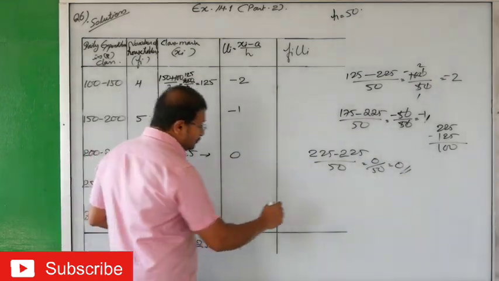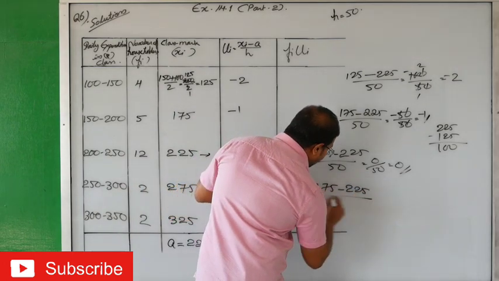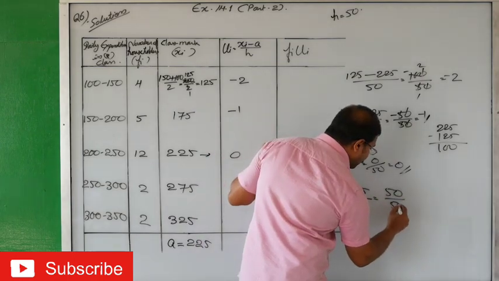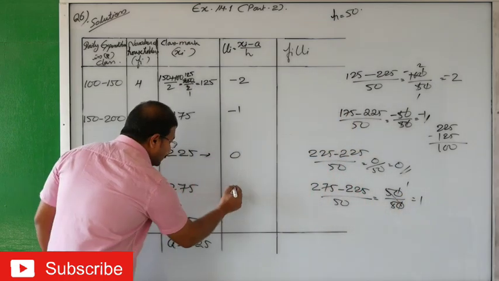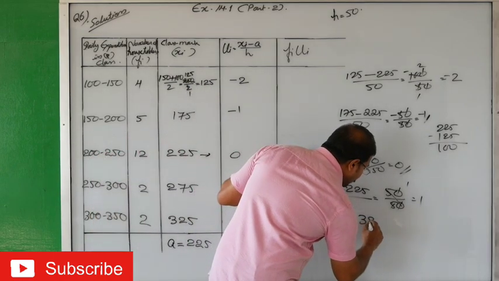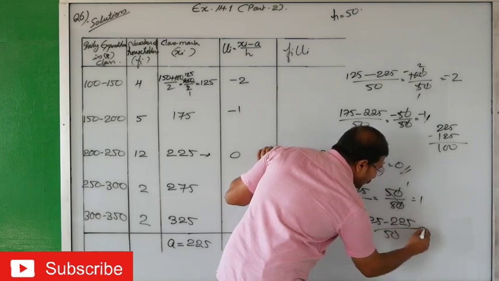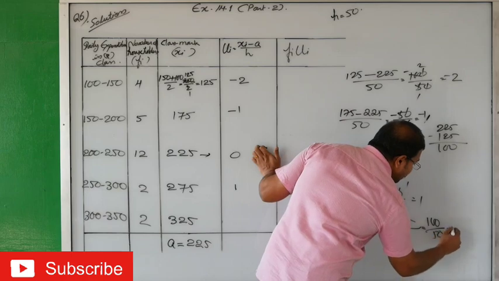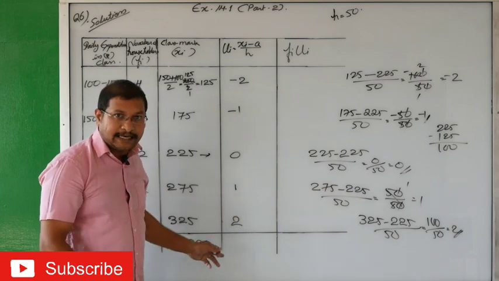Next step, what will you do? 275 minus 225 divided by 50 equals 50 by 50. We'll cancel, we'll get 1, isn't it? That means here we got 1. Last step, what will you do? 325 minus 225 divided by 50. What will you get? 100 by 50. You'll get 2. See? We can do it this way, isn't it?